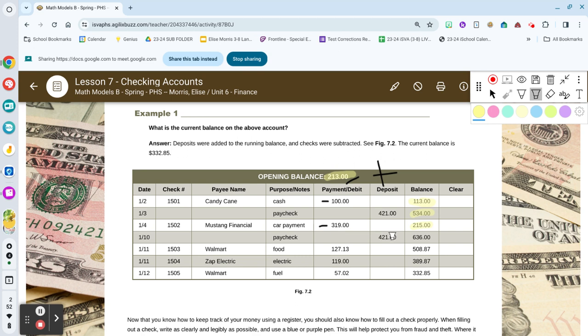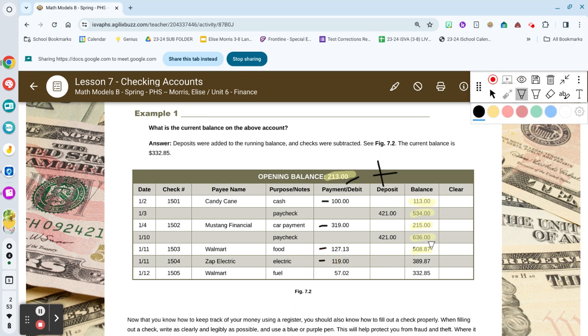Okay, I get paid again, $421. So I'm going to take the 215 and add the deposit. It gives me 636. And now I'm going to subtract the payment or the debit, and it will give me a new balance of $508.87. I then get an electric bill. I'm going to subtract that out.